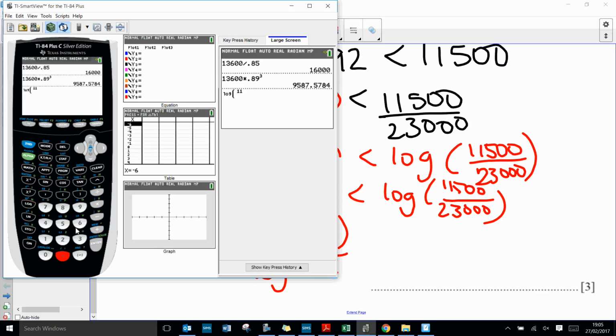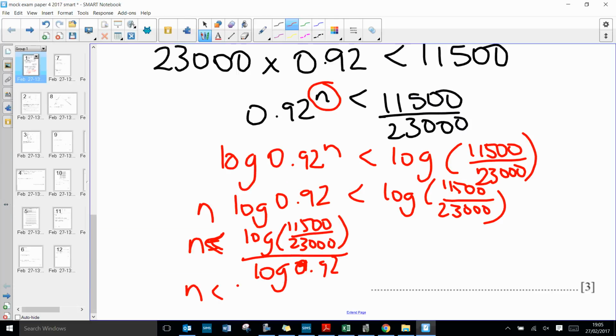So that's 8.31. Okay, so we need to know it has to be whole number of years, but because n has to be less than 8.31, then 8 years is our answer.